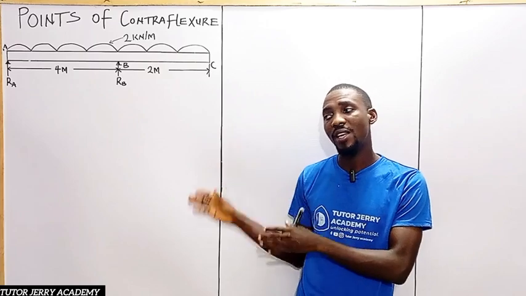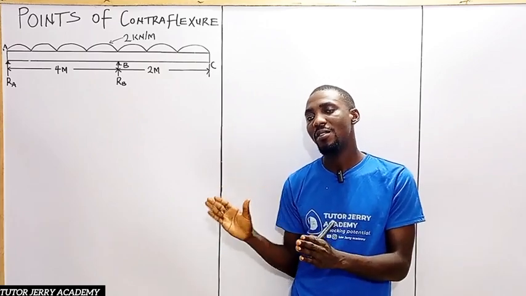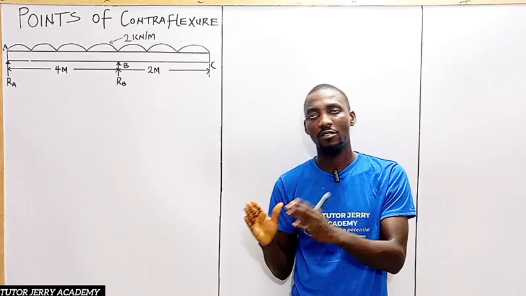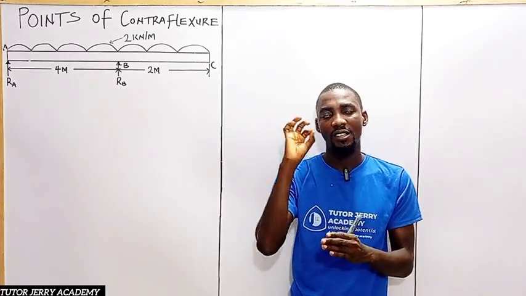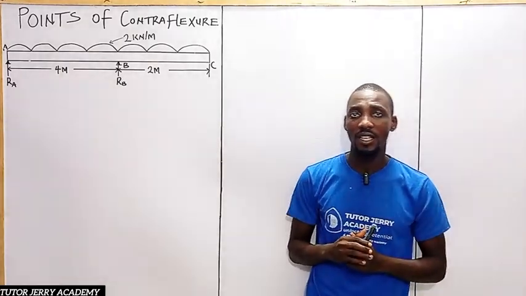That is, on our bending moment diagram, we are going to have a point where our bending moment starts changing its sign. It's either a change from positive to negative or from negative to positive. At that point is the point of what? Contraflexure. So we are going to take this as an example.